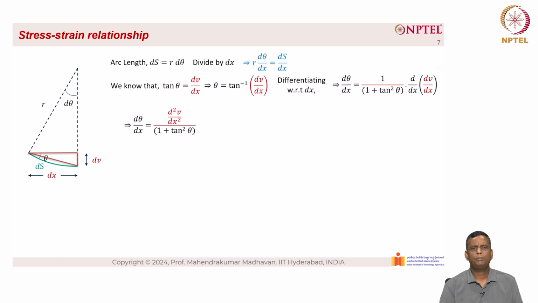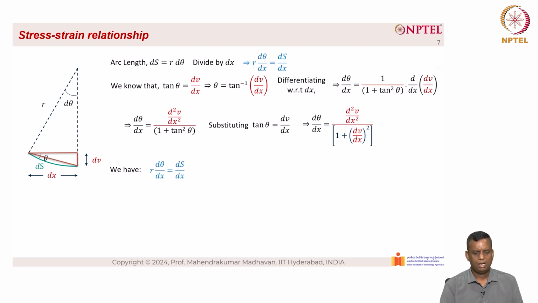So this d theta by dx is nothing but d square v by dx square divided by 1 plus tan square theta. Substituting tan theta equal to dv by dx in this equation, we have d theta by dx equal to d square v by dx square divided by 1 plus dv by dx the whole square. Now we have r into d theta by dx equal to ds by dx. That was previously derived in the first line of the equation.